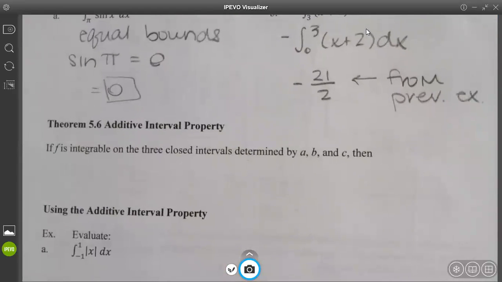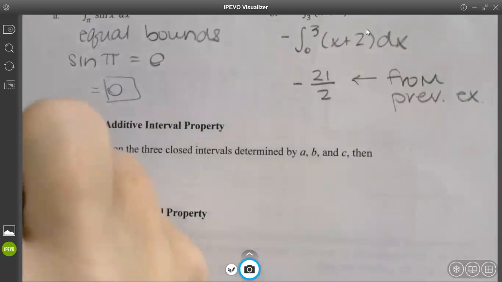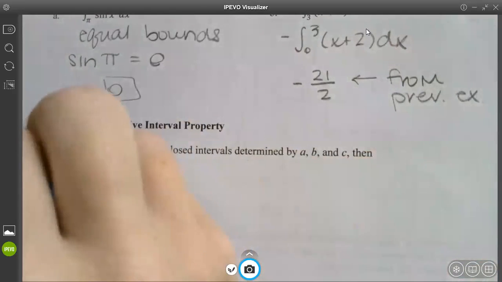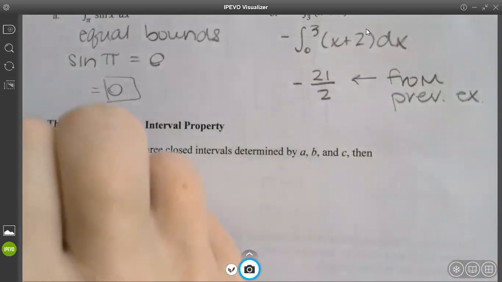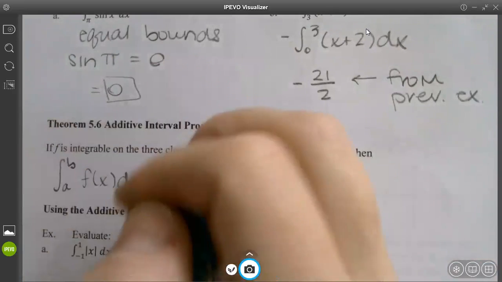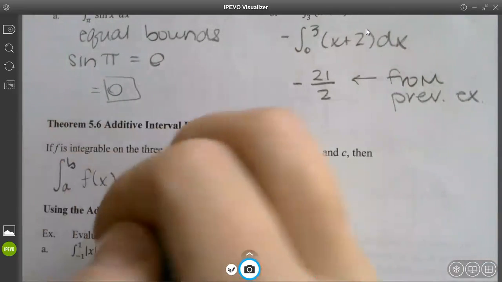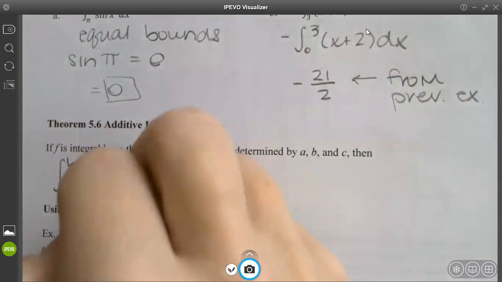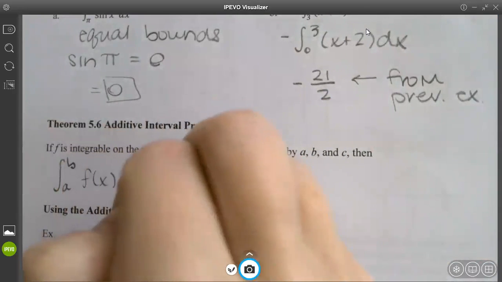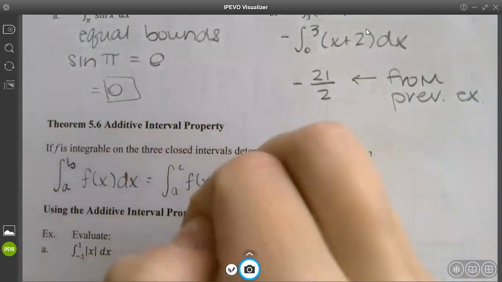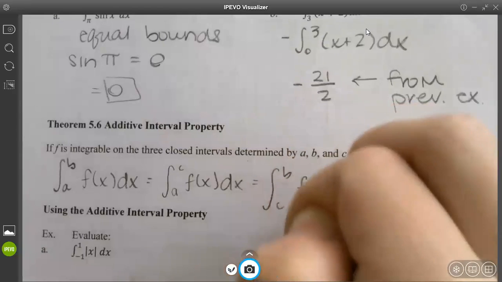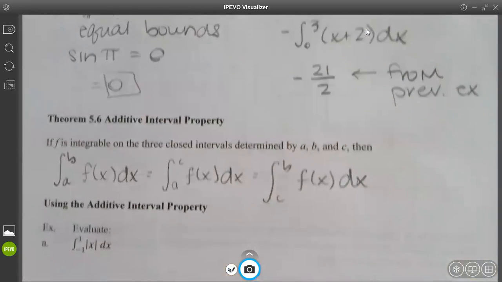All right. If f is integrable on the 3 closed intervals determined by a, b, and c, then the integration from a to b of f of x dx is the same as the integration of a to c of f of x dx plus c to b of f of x dx.